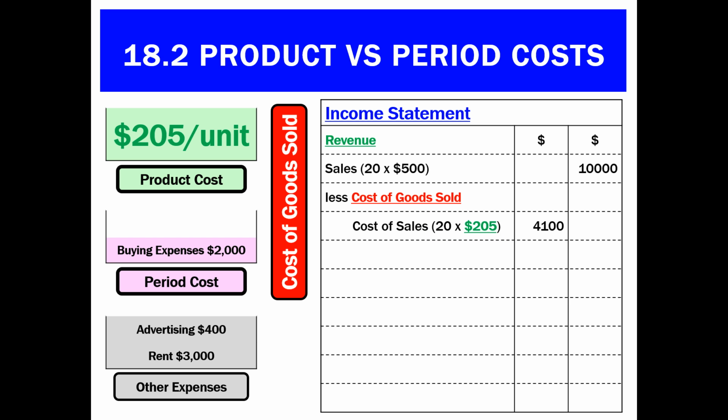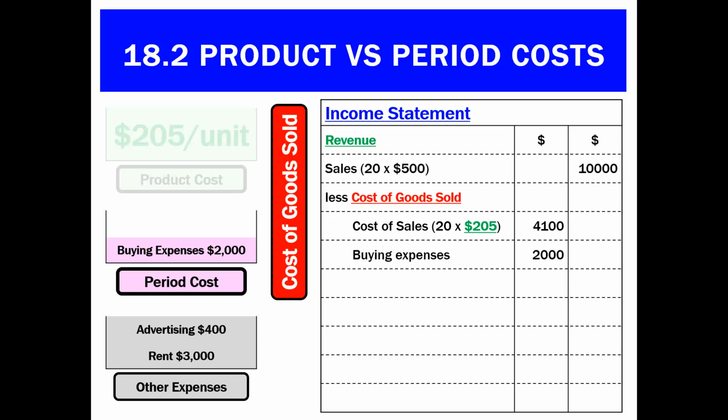Now I need to put any other costs required to get stock ready for sale, but the ones that I couldn't allocate. So that's where my period costs are going to come in. So what I'll do is I'll put my buying expenses here. There's still a cost of goods sold, even though I can't allocate them to each unit of stock. All that means is they don't become part of cost of sales. They still go in under cost of goods sold.